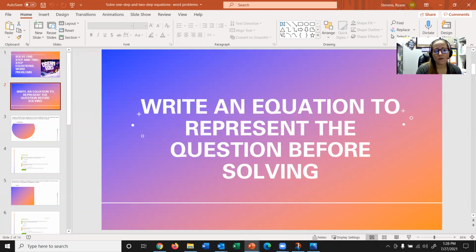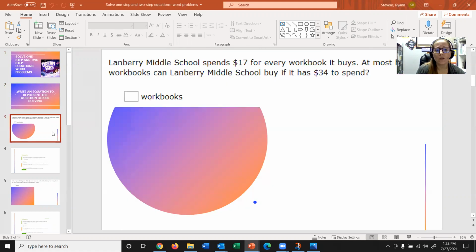When it comes to solving one and two-step equation word problems, we want to be able to write an equation that's going to represent that question that we're solving, okay, before we solve it, because we want to know exactly what we're trying to figure out with the question. So looking at an example of this, we have this question.